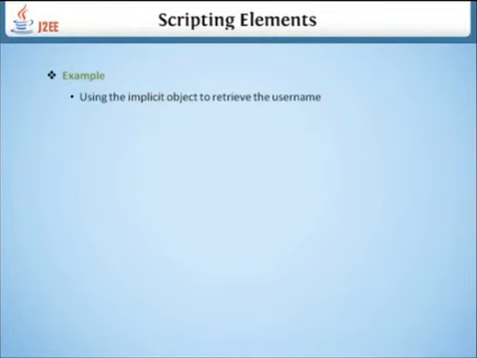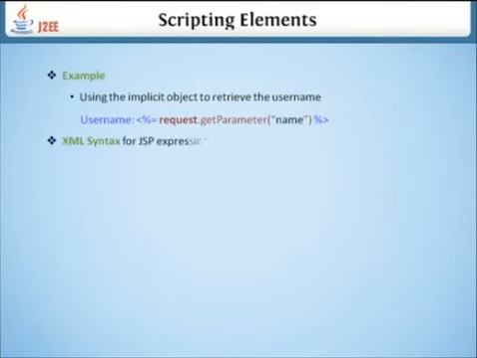Example, using the implicit object to retrieve the username: username = request.getParameter("name"). In XML notation, this is the syntax for JSP expressions. Here you can mention the Java expression code.